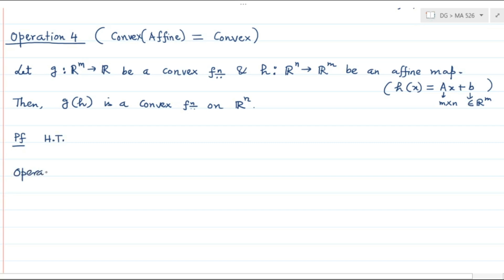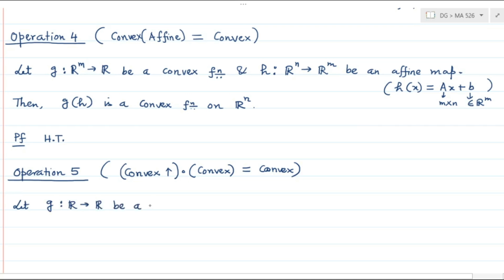The next operation, again regarding composition, is the following: convex composition with convex might not be convex. For instance, okay, let me not give you a certain example because I have given it as a home task. But you will really find that the composition is not a convex function. Fine. But if you take a convex function composed with a monotone non-decreasing or increasing function, so if we have a monotone increasing convex function and you take composition with a convex function, then it will give output as a convex function.